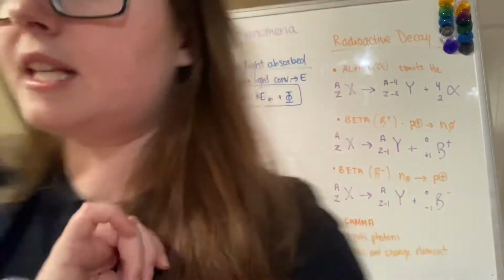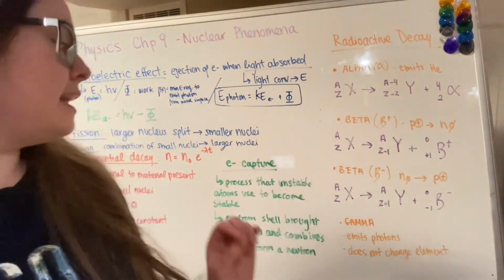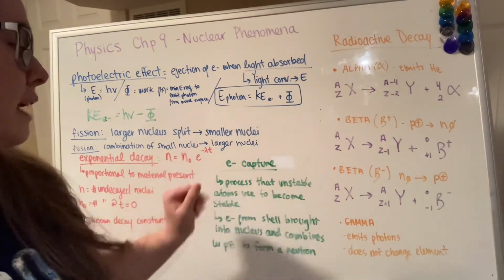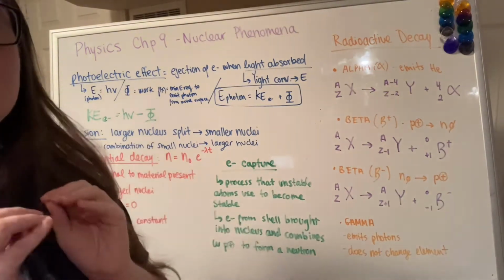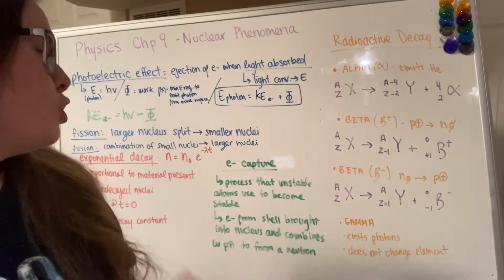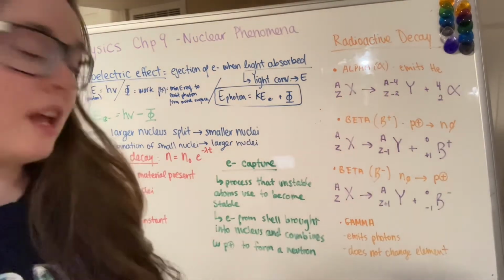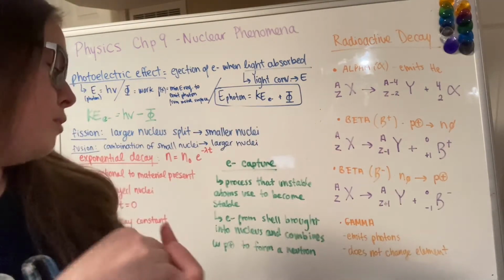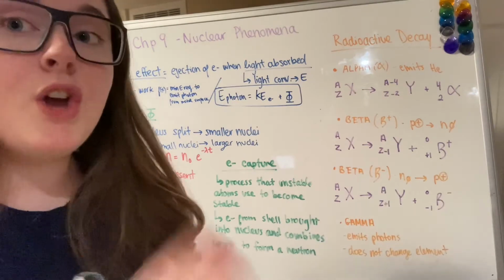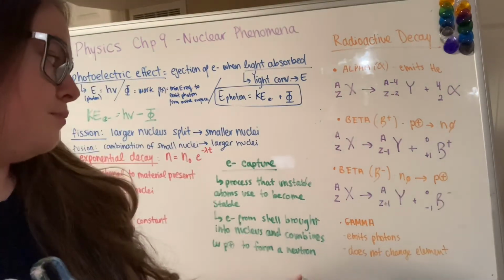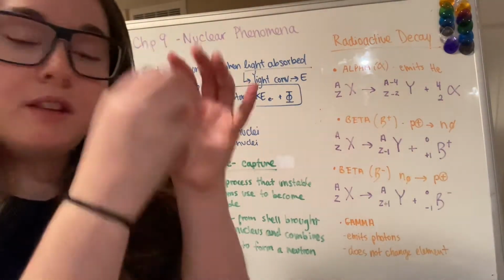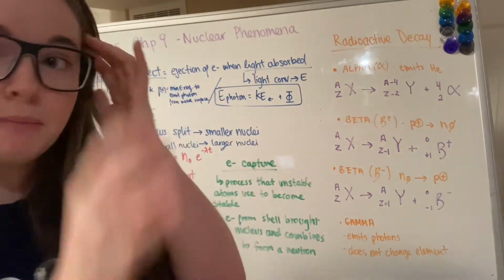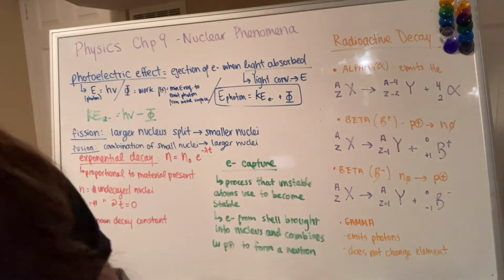Next, let's turn over on this side and look at electron capture first. Electron capture is the process that an unstable atom uses to become stable. It's when an electron from one of the shells is brought into the nucleus and combines with a proton to form a neutron. Think of it as the nucleus capturing an electron in one of the shells and bringing it inside to form a neutron.